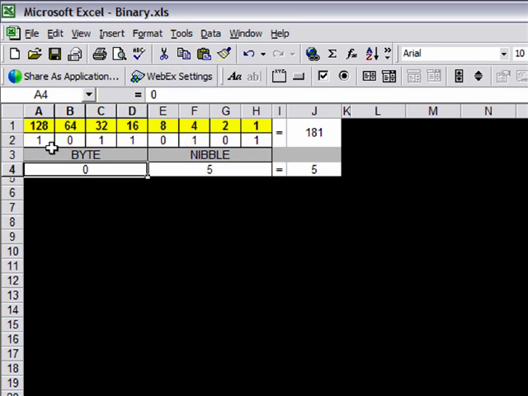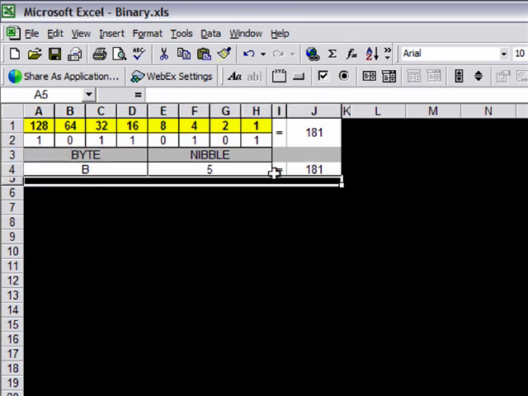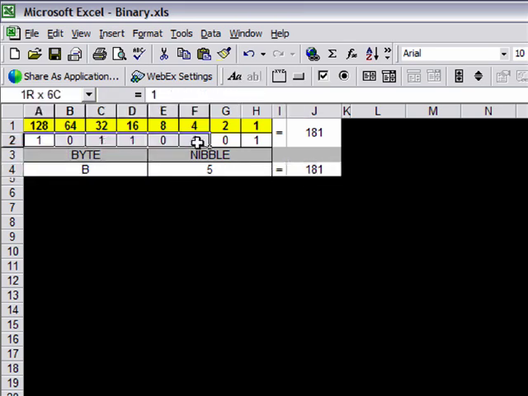And over here, we would have 8, 2, and 1. 8 and 2 is 10, and 1 is 11, which in hex is B. So B5 is 181, and this binary number altogether is 181.